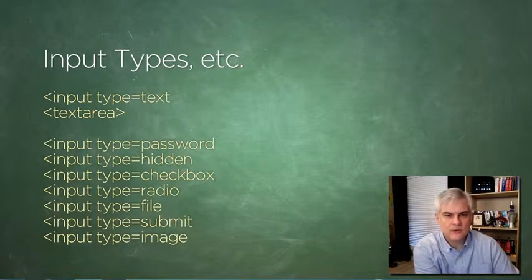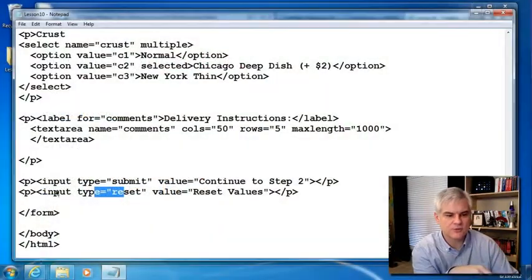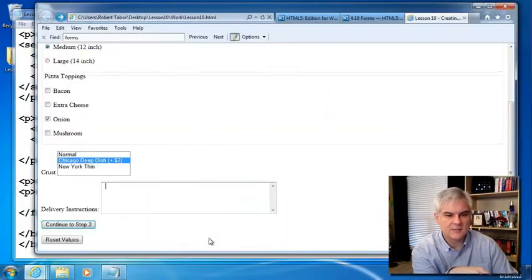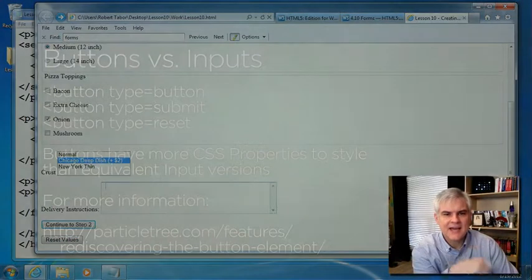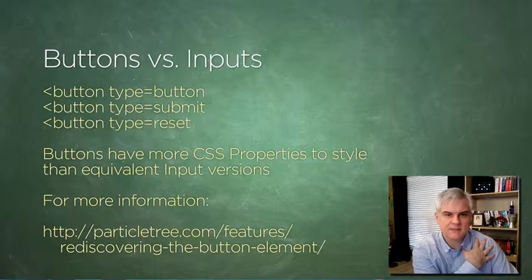We looked at the submit and reset. There's also image, for an image button, so you can use an image instead of the Battleship Gray style buttons like we've used here in our example. And then there's also just type equals button. And then there are different types of buttons: button type equals button, button type equals submit, and button type equals reset.